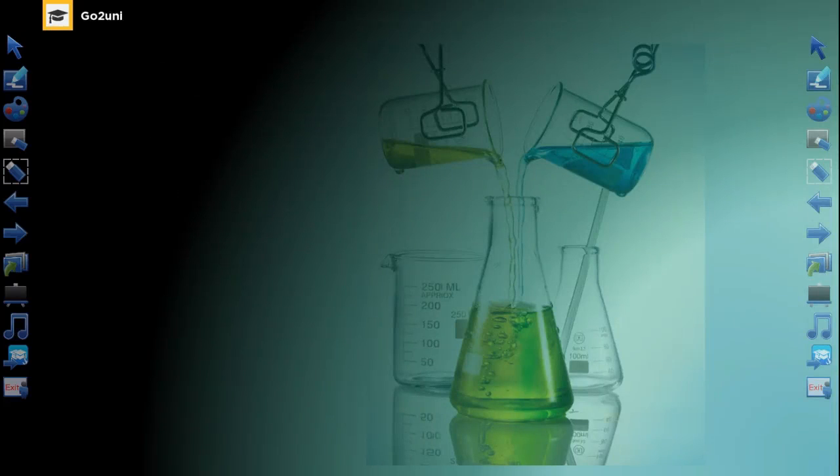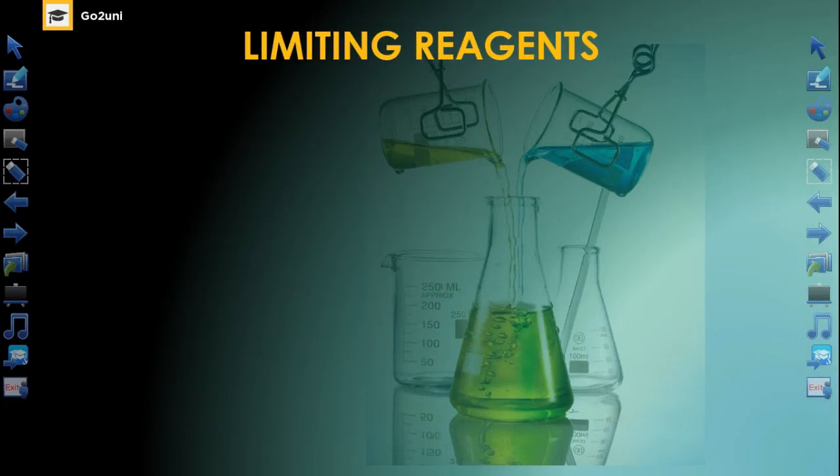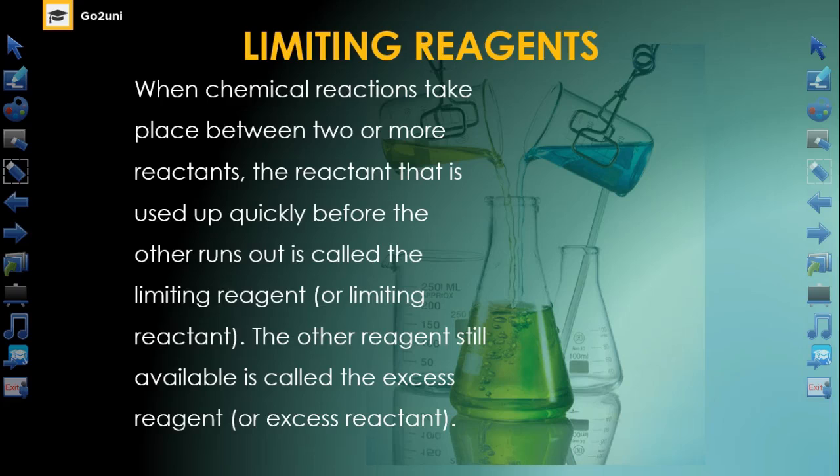Let us take a look at our next subtopic, which is limiting reagents. What do we mean by limiting reagents? In chemistry, when reactions take place between two or more reactants, the reactant that is quickly used up before the other reactant runs out is called a limiting reagent.